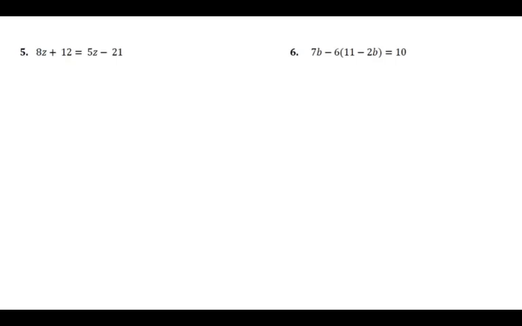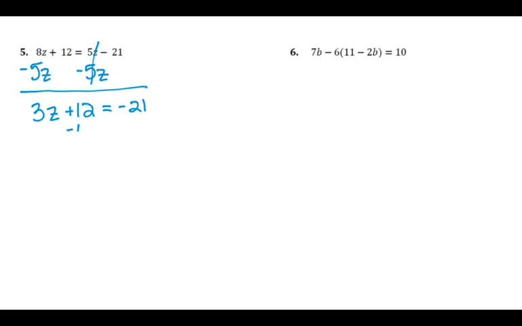Number 5. So number 5, same deal. I have variables on both sides, so I'm going to pick one to move. I'm going to go ahead and move the 5z. And again, since I am going to the other side of my equal sign, I need to do the opposite, which is why I'm subtracting 5z. So 8z minus 5z is 3z plus 12 equals negative 21.